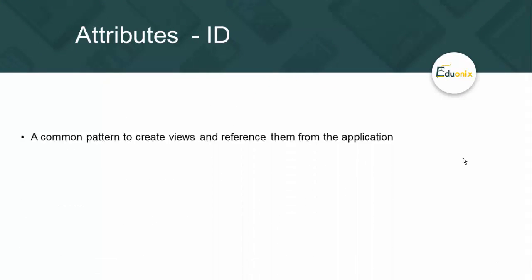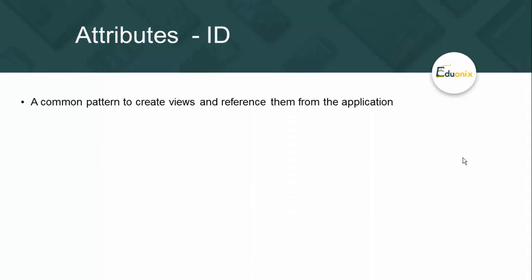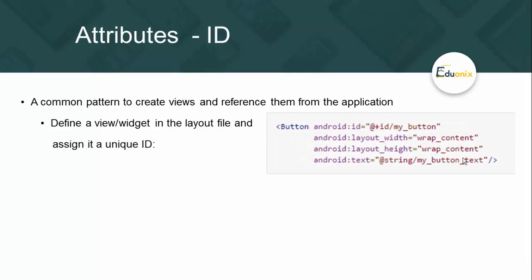A common pattern to create views and reference them from the application. One, define a View widget in the layout file and assign a unique ID to it. In this example, we have given a view, a button object. We have set the ID, layout width, height, and text for the button object. We have given a unique ID, my_button, to this button object.